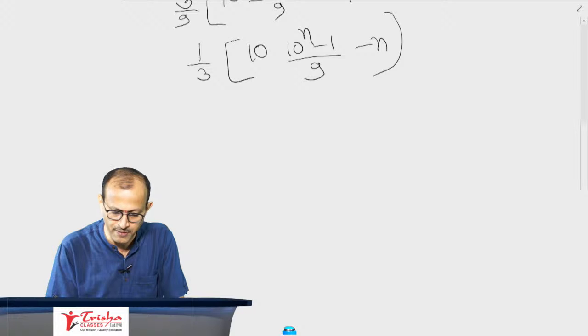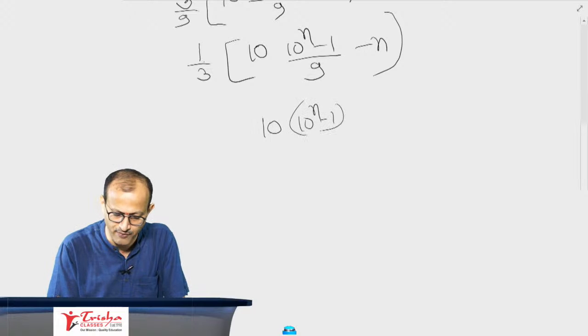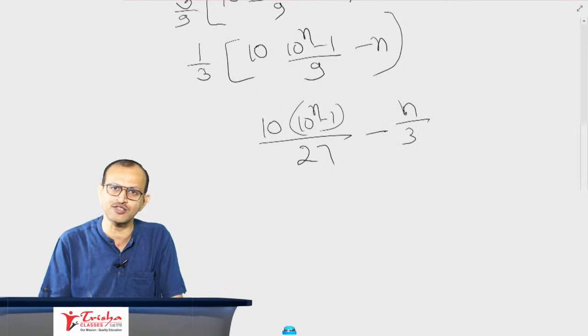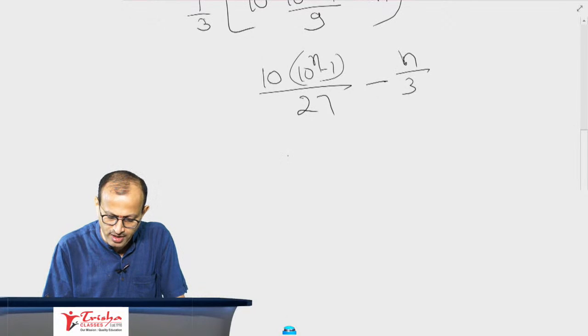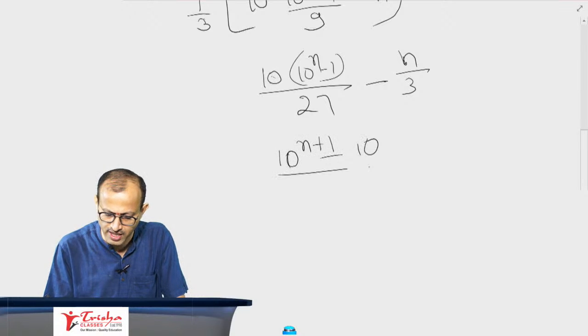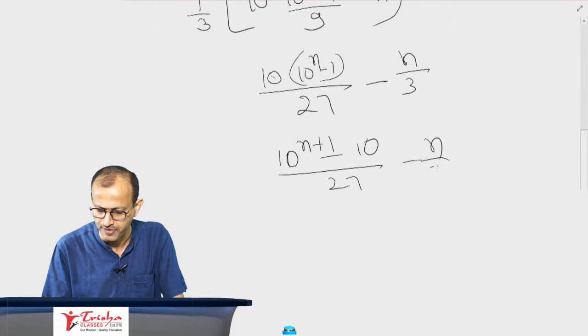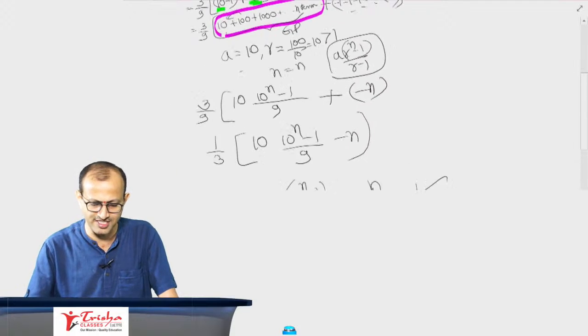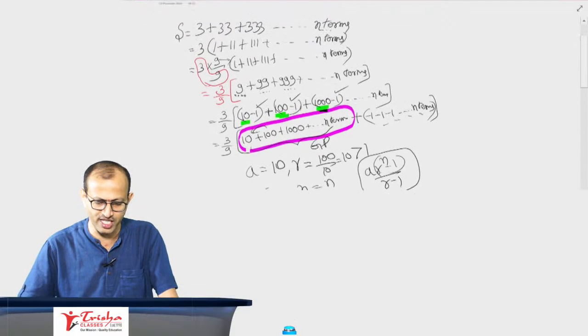So next step will be 3, you have to multiply for both. 10 into 10 to the power n minus 1. Look at here, 1 by 3 into this 27 minus 1, n by 3. Either this could be the answer, or they can also do 10 into 10 to the power n plus 1 minus 10 divided by 27. This is same. Either this or this. Let us look at first. What I will do is first I want you to take this working first.